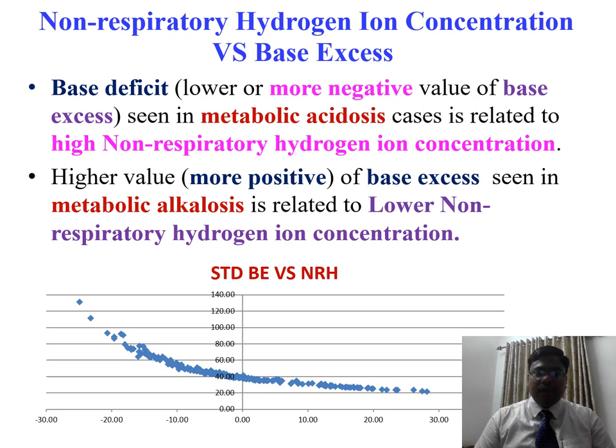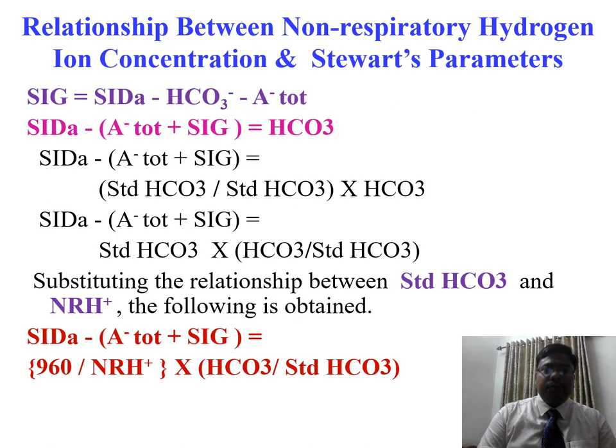So this is clearly seen in the graph. As the standard base excess is more negative, the non-respiratory hydrogen concentration is very high, seen in metabolic acidosis. And when standard base excess is more positive, the non-respiratory hydrogen concentration is very low, seen in metabolic alkalosis.